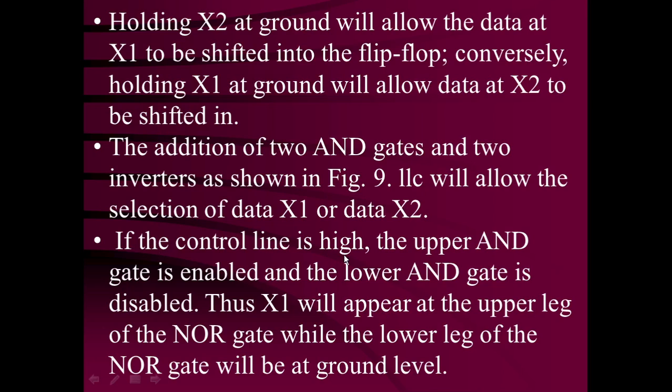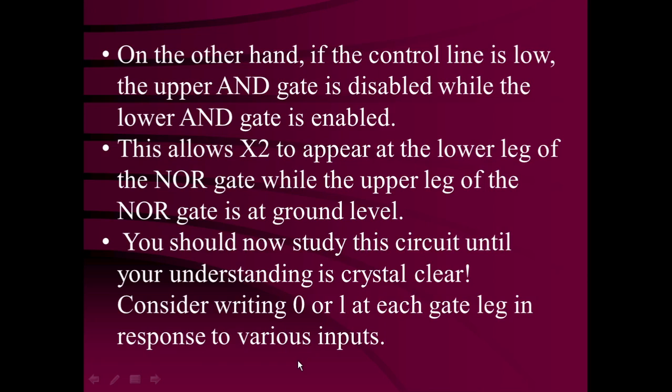If the control line is high, the upper AND gate is enabled and the lower AND gate is disabled. Thus, X1 will appear at the upper leg of the NOR gate, while the lower leg of the NOR gate will be at ground level. On the other hand, if the control line is low, the upper AND gate is disabled while the lower AND gate is enabled. This allows the data present at the X2 channel to appear at the lower leg of the NOR gate, while the upper leg of the NOR gate is at ground level.